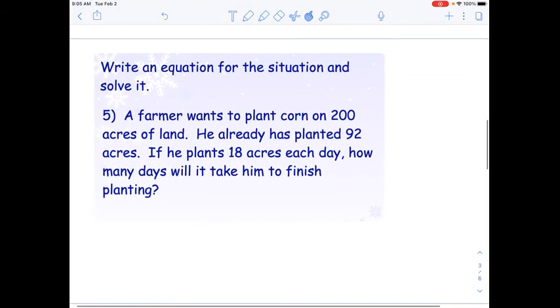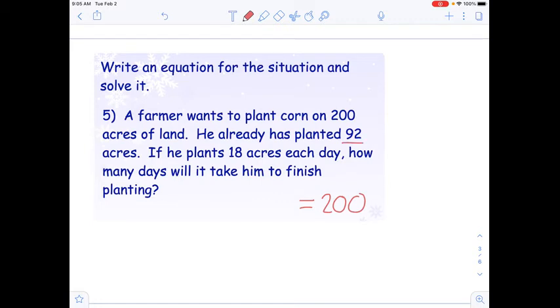Okay, the next problem says to write an equation for the situation and to solve it. So it says a farmer wants to plant corn on 200 acres of land. He has already planted 92 acres. If he plants 18 acres each day, how many days will it take him to finish? So there isn't an is in this situation. So we want to think about, okay, what's the total amount of corn? Well, it tells us that he wants to plant 200 acres. So I'm going to set this equation equal to 200.